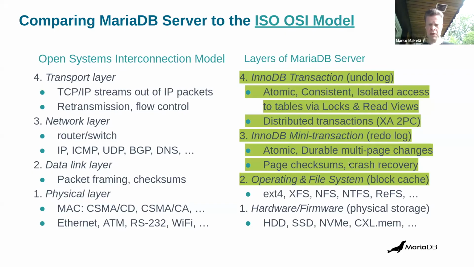Then we have page checksums and crash recovery. It's also part of the mini-transaction layer. The crash recovery is what we actually need the mini-transactions to be atomic for. And below that, we have the operating system and file system block cache, which is what we are interacting with. And the levels underneath don't really interest us. We assume that the operating system gives us some block-oriented storage.